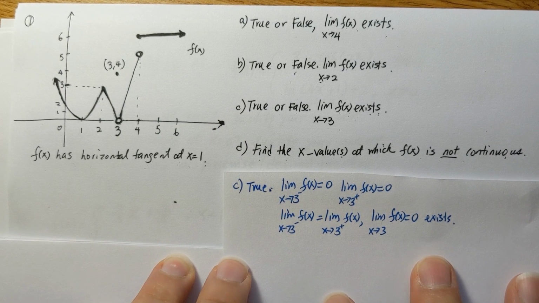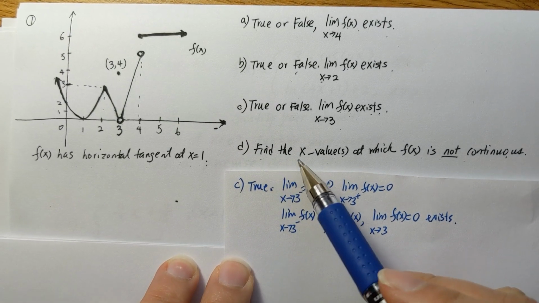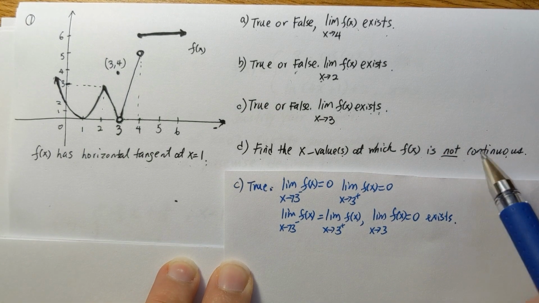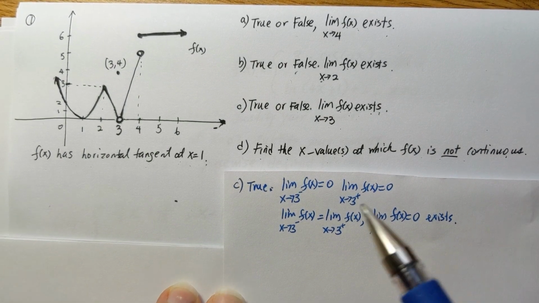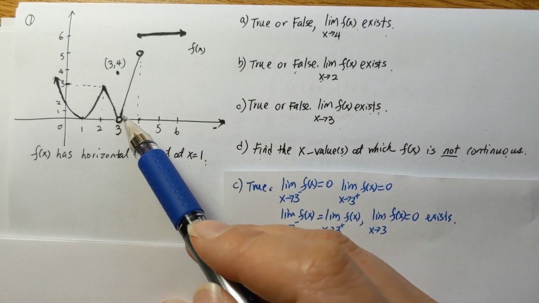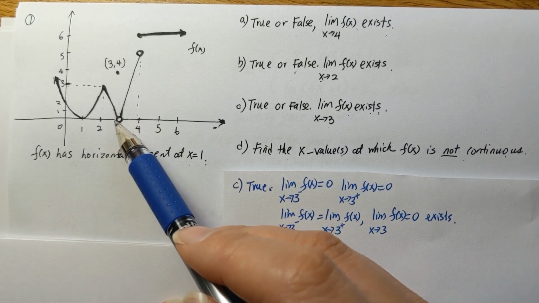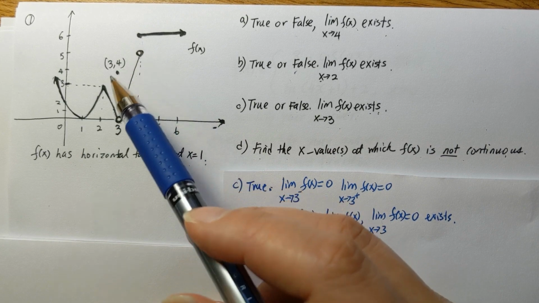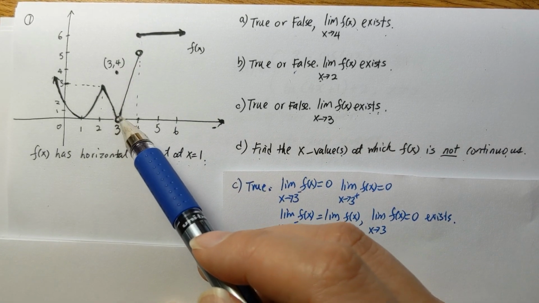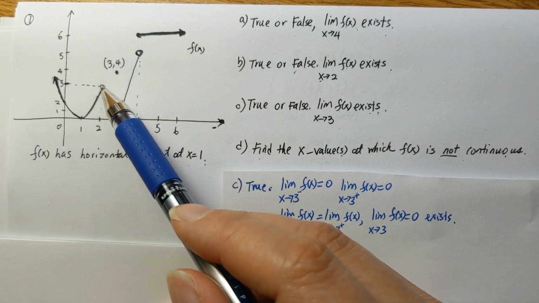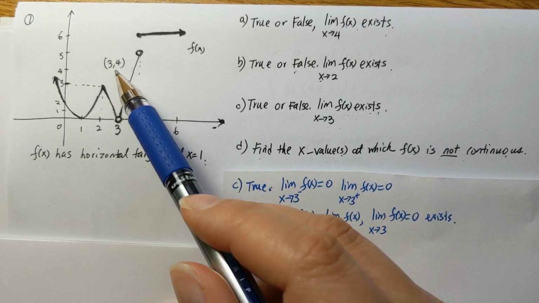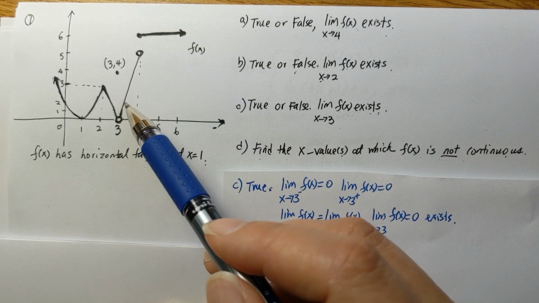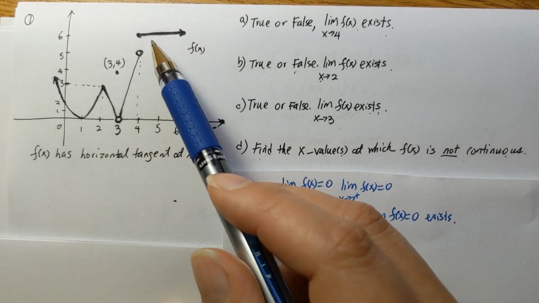Now let's take a look at part D. Find the x value at which f of x is not continuous. Not continuous means there's a hole, there's a gap. So definitely it's not continuous at x equal 3 because there's a hole over here. And then not continuous at x equal to 4 because there's a gap over here. And here we call this a removable discontinuity because the limit exists but the y value is not the same. And this is called a jump discontinuity because your left hand limit is not equal to right hand limit.